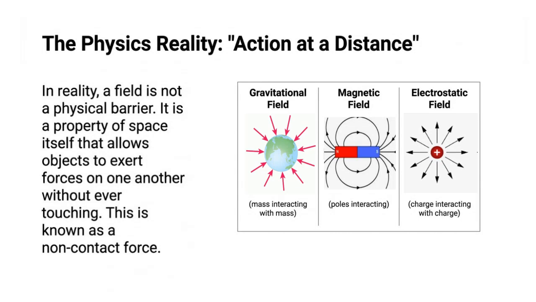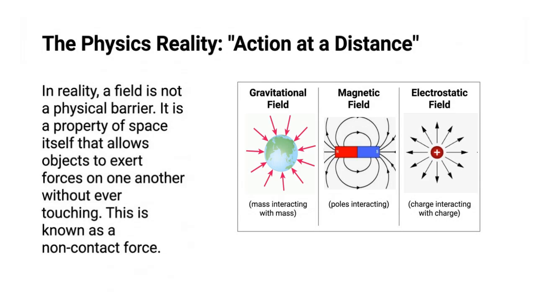In physics, a field isn't a physical barrier, but a property of space that lets objects influence each other without touching, which we call a non-contact force. For example, the gravitational field allows masses to attract each other, as shown by the Earth pulling objects toward it. Magnetic fields arise from the interaction between poles of magnets, like the north and south poles on a bar magnet aligning with a nail placed nearby.